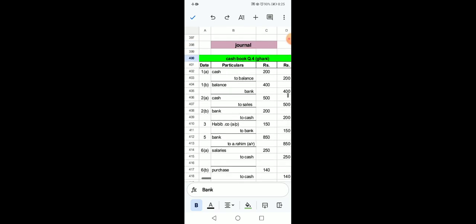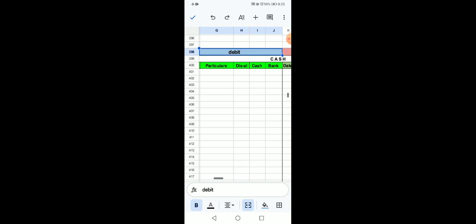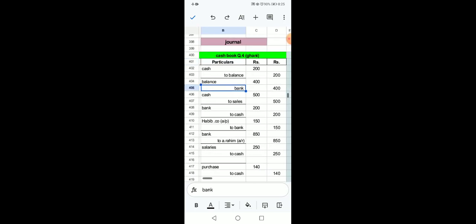Here the rule is very simple. If you see cash or discount or bank on the debit side, you will go to the debit side of the cash book and post the amount in the relevant column. If it is cash, post in cash. If it is bank, post in bank. And if cash, discount or bank are present on the credit side, like in this entry, you will go to the credit side and choose the bank column. If it is bank, choose bank. If it is cash, choose cash.